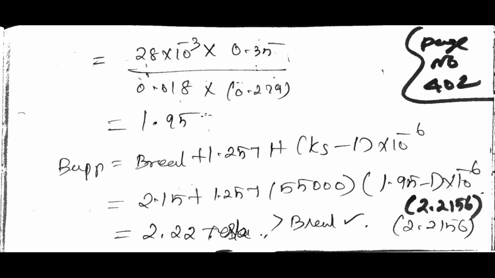B apparent is equal to B real plus 1.257 H into open bracket Ks minus 1 close bracket into 10 power minus 6. Putting in the required values, we have B apparent, that is 2.22 Tesla, that is greater than B real, that is, the condition is satisfied. Design finished.